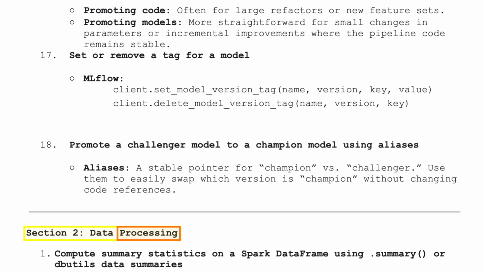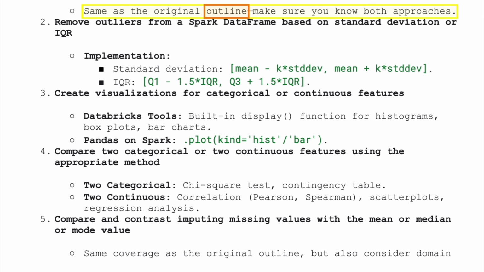Section 2. Data Processing. 1. Compute summary statistics on a Spark data frame using summary or dbutils data summary. Same as the original outline. Make sure you know both approaches.